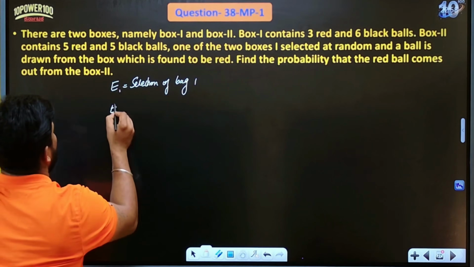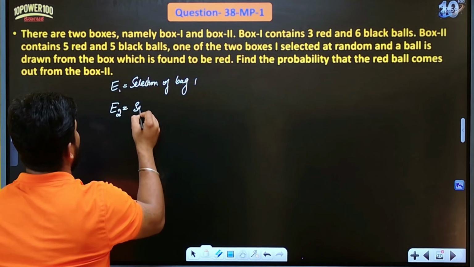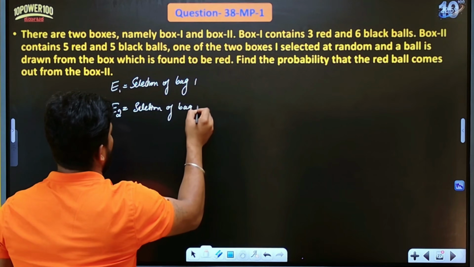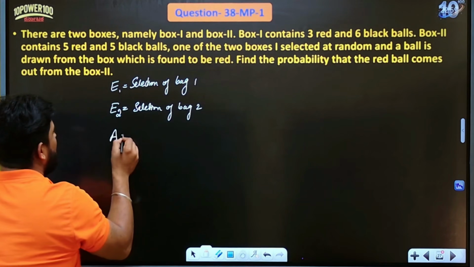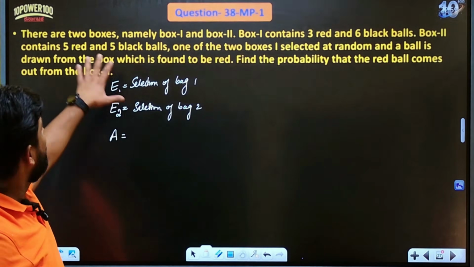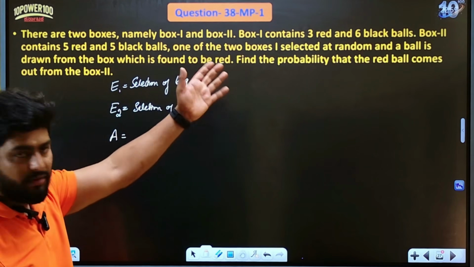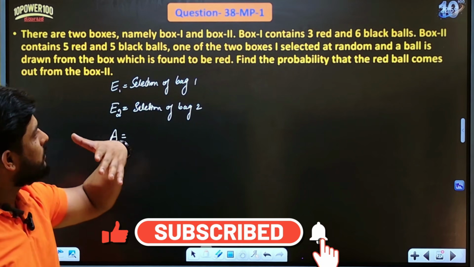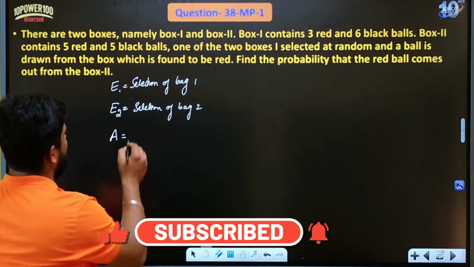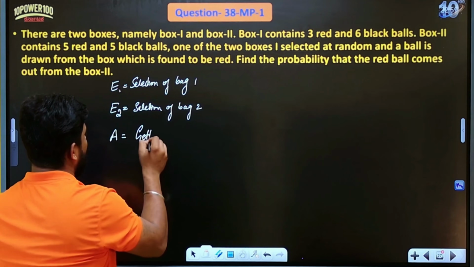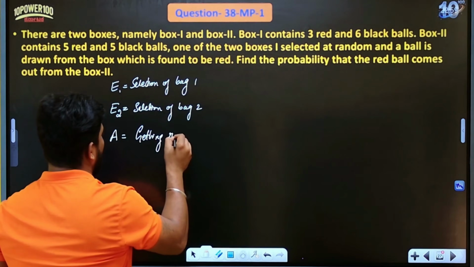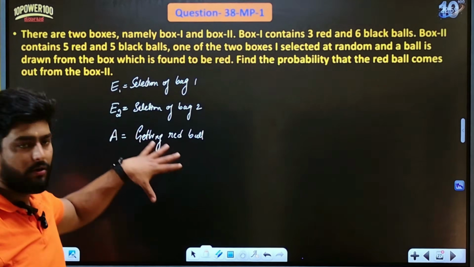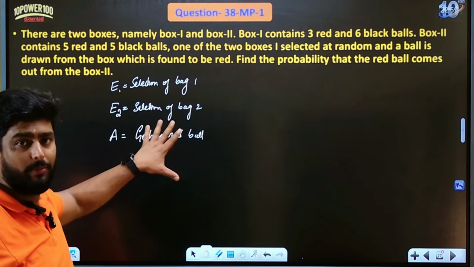So E2 is equal to selection of bag 2. Okay, next I'll take one more event. The other event is getting a red ball. So getting a red ball is the one more event. So we have written 3 events, and these three events are very important.